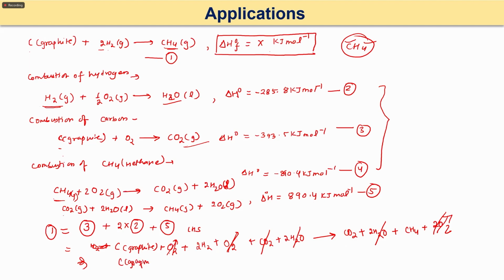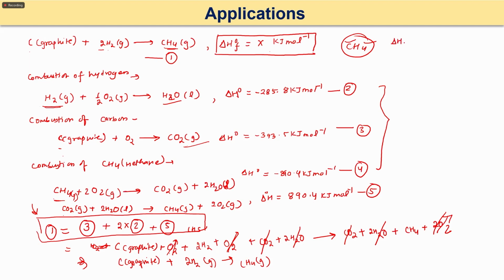C graphite plus 2 of hydrogen gas is CH4 gas. Okay, so which is nothing but your equation 1. So what we have done, in order to get equation 1, we have just done this. So if you are doing this, then what will happen to enthalpy? So we can easily calculate enthalpy for the reaction 1 by using this equation.